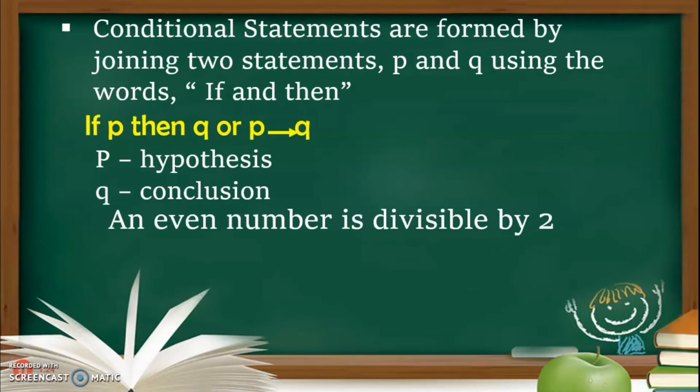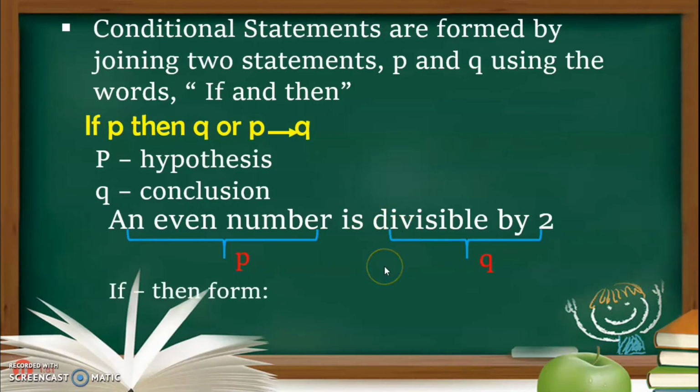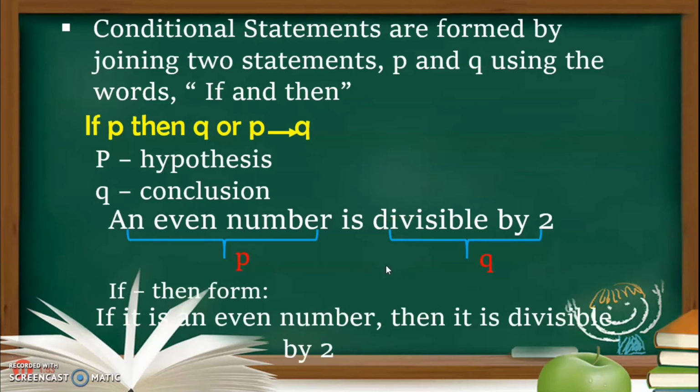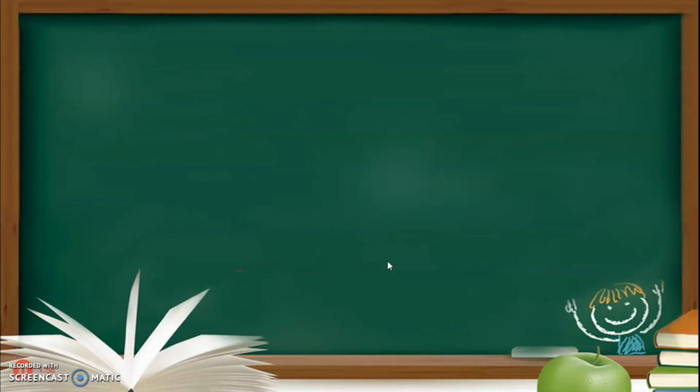Example, an even number is divisible by 2. An even number, dahil may linking verb tayo, madali nating ma-identify ang paghahati ng statement. An even number, ito yung hypothesis natin, or the P, then divisible by 2, ito yung conclusion natin, or the Q. So, if-then form: if it is an even number, then it is divisible by 2.